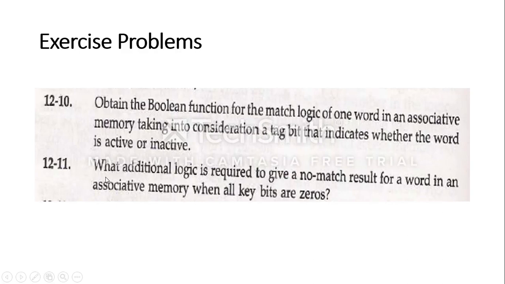And the second question is, what additional logic is required to give a no match result for a word in an associative memory when all key bits are zeros? All key bits are zeros means all the bits of the argument register are actually don't care conditions. If you have ones in the key register, then only the corresponding bits of the argument register are used for comparison. What if you have all zeros in the key register? In that case, what should be done? What kind of result should be displayed by the system? That logic you can explain as the answer to this question.